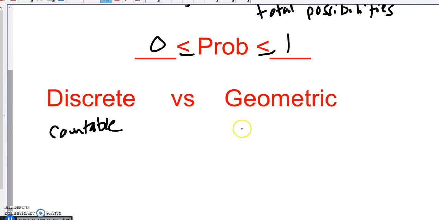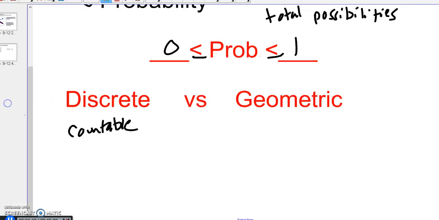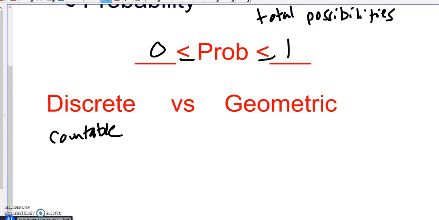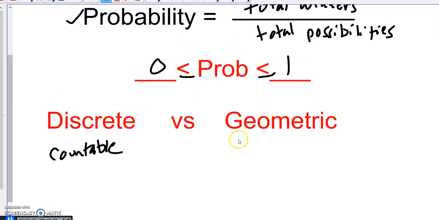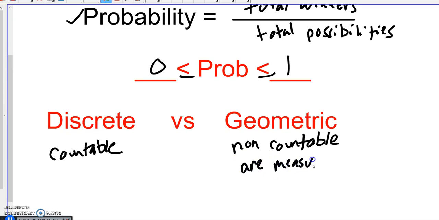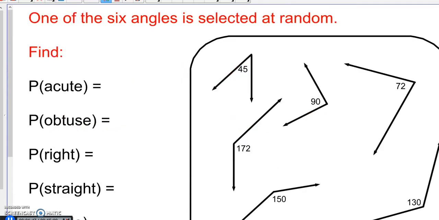Some of the problems we're going to look at today are geometric probability problems, meaning you can't use the approach above because they're non-countable. We'll talk about exactly what that means. However, they are measurable, and again, we will clarify this in a minute.